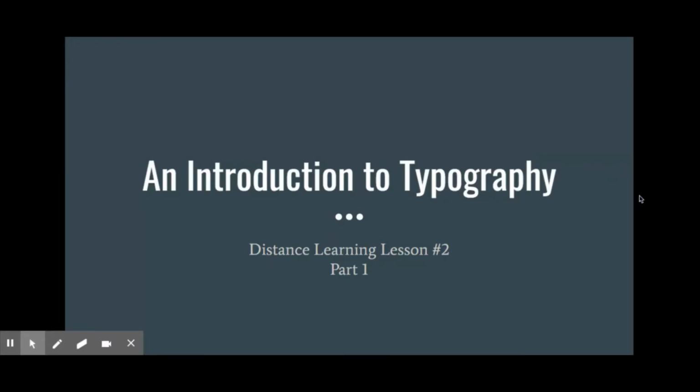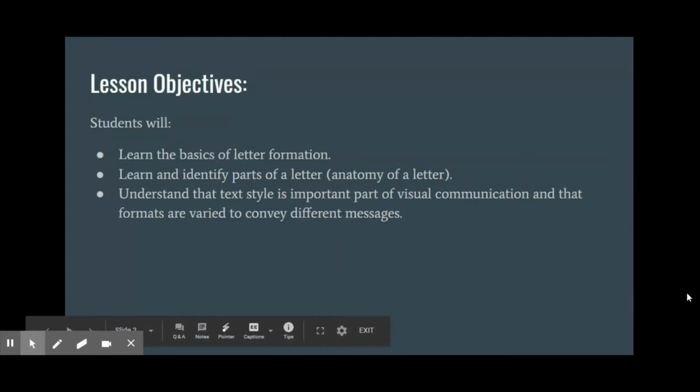So today we're going to look at an introduction to typography. Let's get started. Our objectives for this lesson are that students will learn the basics of letter formation, learn and identify parts of a letter, or look at the anatomy of a letter, and understand that text style is an important part of visual communication and that formats are varied to convey different messages.